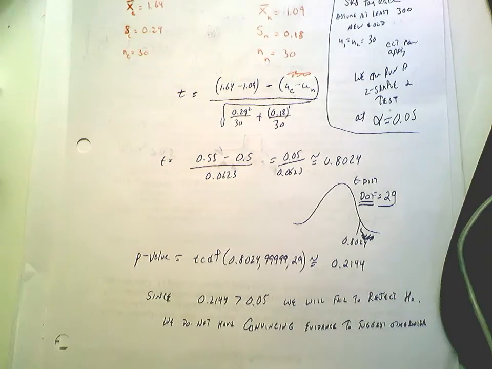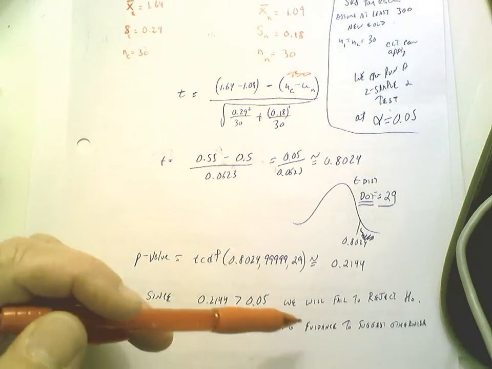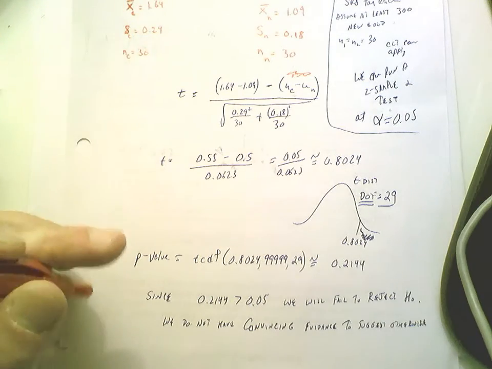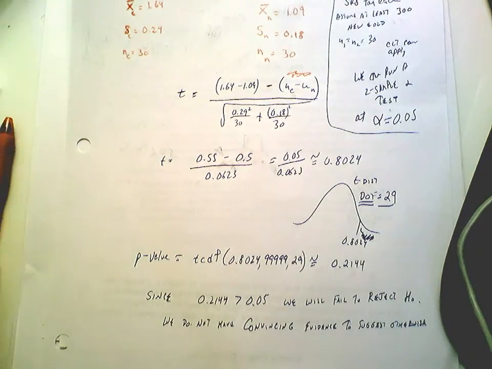We don't have convincing evidence to suggest that the claim that it saves more than half a gallon per flush is out there. So this is example 9. Hope it helps you out just a little bit. It's a slightly different way of looking at some problems.